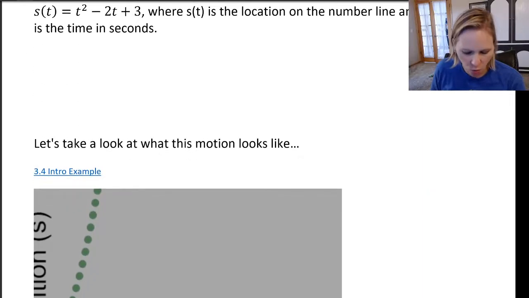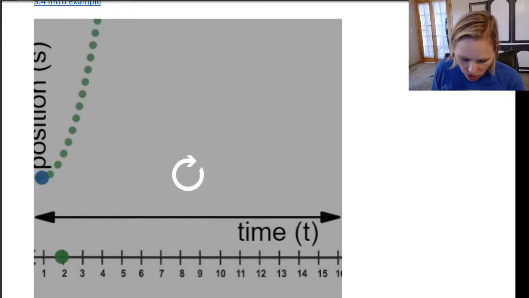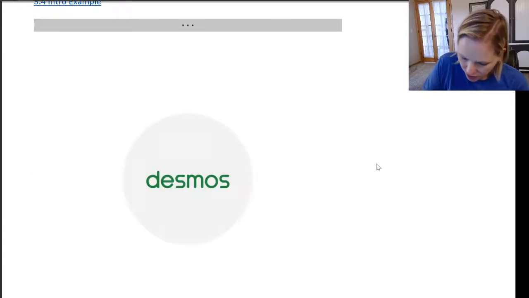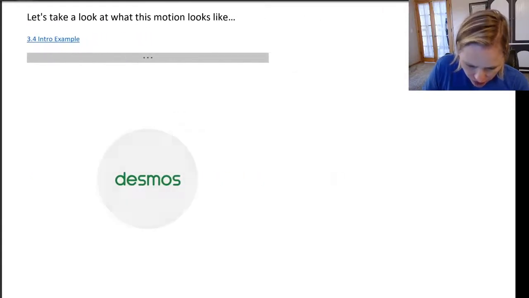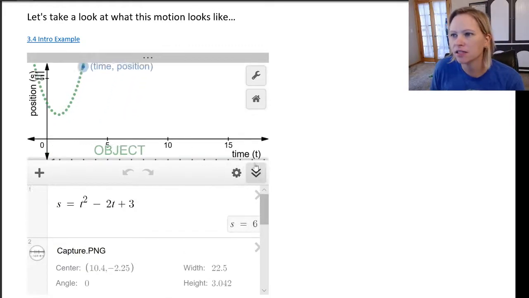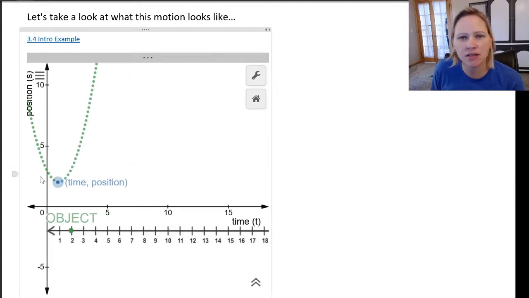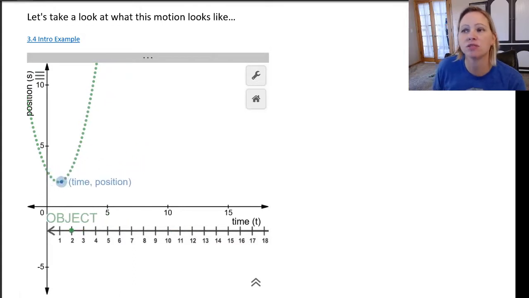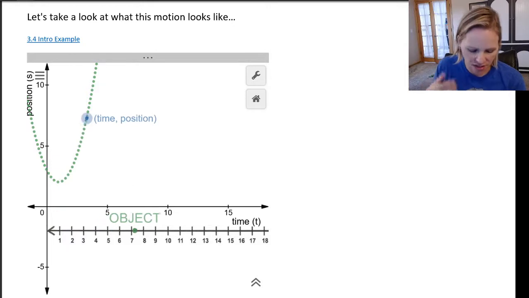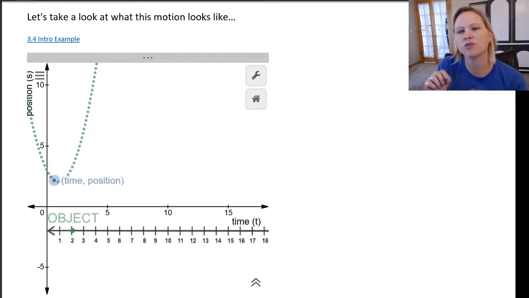So let's take a look at what this object would look like. If this is a graph, this will give you an idea. If we take that function that we had and graph it, here's what's happening. This parabola is the model of the time and the position. That's the S, that quadratic that we had for the position. And if you look at the number line, this is actually what the object is doing.